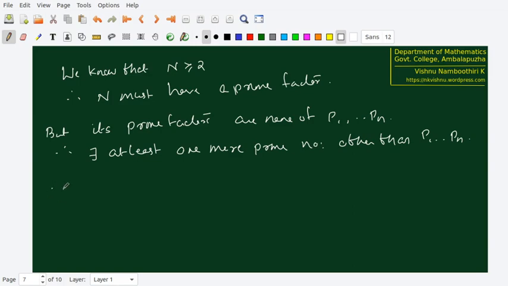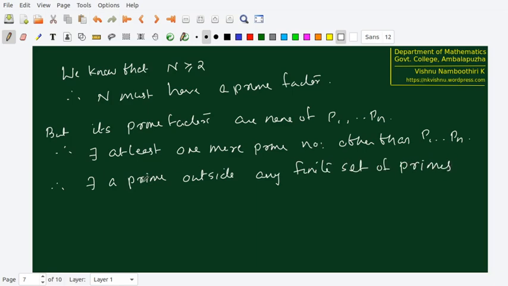Therefore, there exists a prime outside any finite set of primes. So for any finite set of primes, there is no fixed number of elements such that we can definitely say that this is the set of all primes. Any finite set will exclude at least one prime. So finite sets are not enough to contain all the prime numbers.